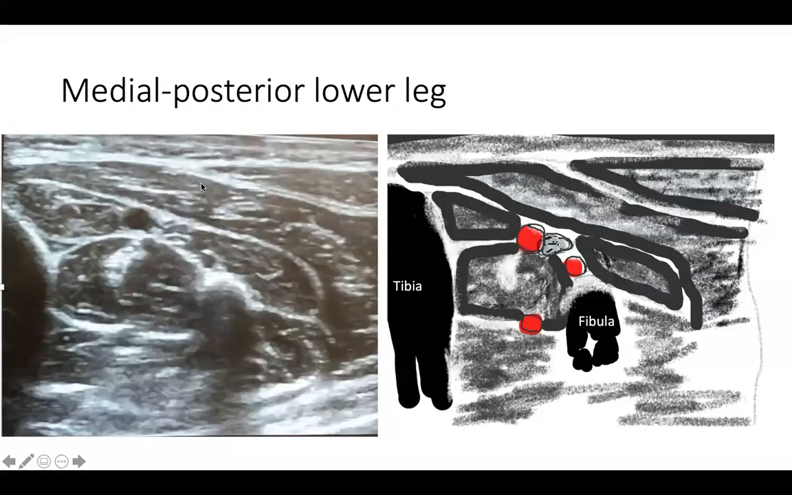Now I'm going to show the same picture, but I drew a cartoon to make it clearer for you to understand all the muscles. So this is the gastroc, right? This is the gastroc. And next is the soleus. This is the soleus. And this is the flexor digitorum longus, which I always call the triangle muscle.